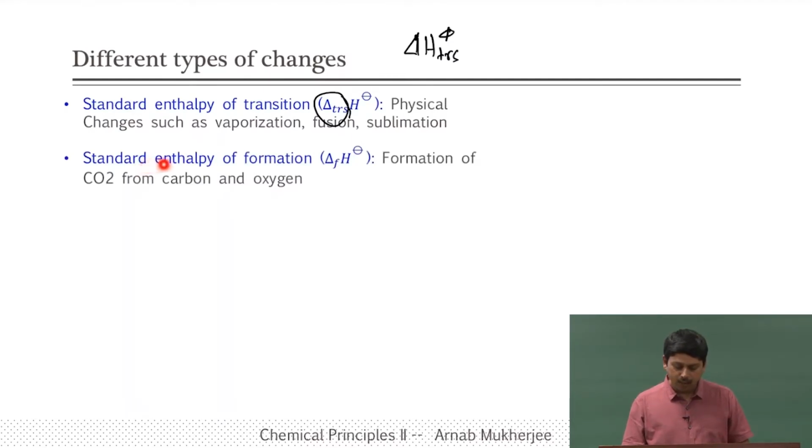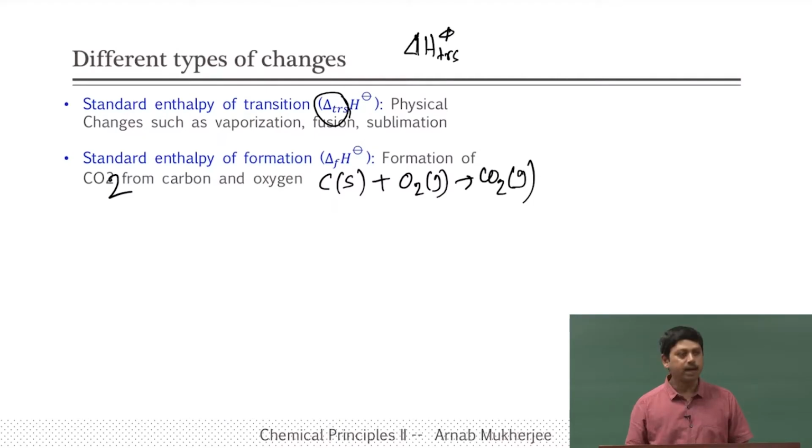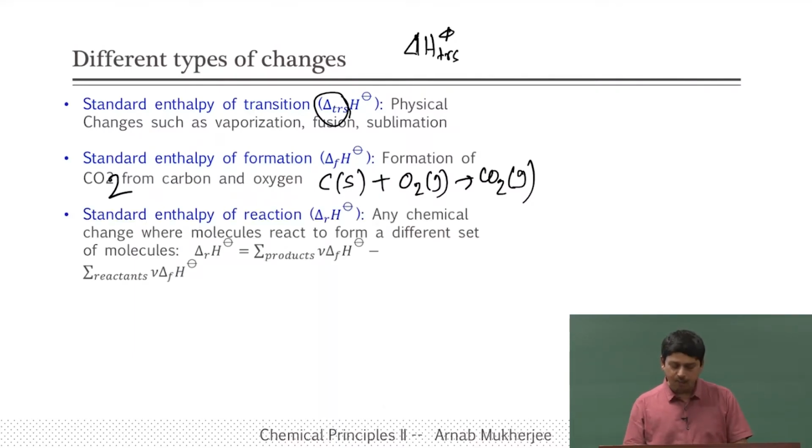The second type would be enthalpy of formation, denoted as delta F, for example the formation of CO2 from carbon and oxygen. So, carbon is in the solid state, oxygen is in the gaseous state, and they form CO2 in the gaseous state. This will be a reaction, and if we calculate this reaction enthalpy, we are going to get the heat of formation of CO2. So, essentially there is no difference between all the different forms, we only have to look at the process that is happening.